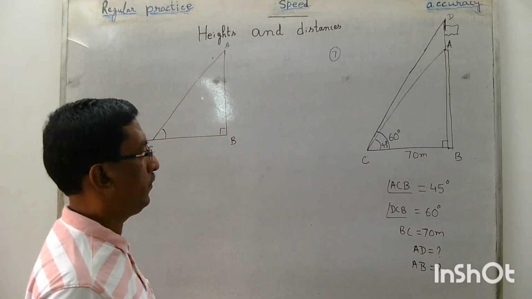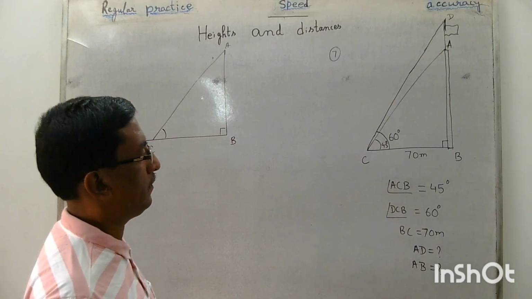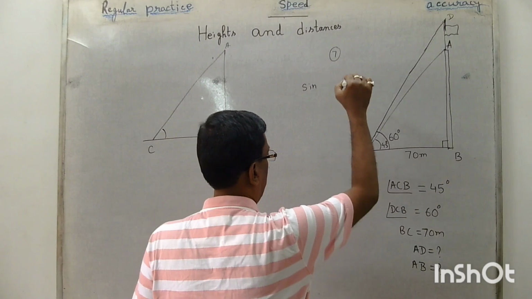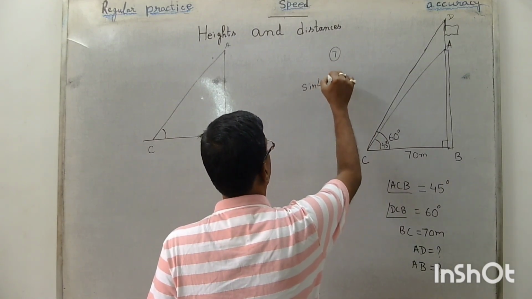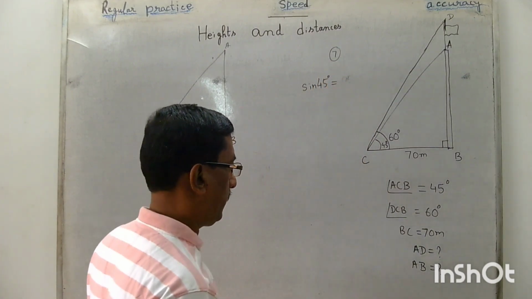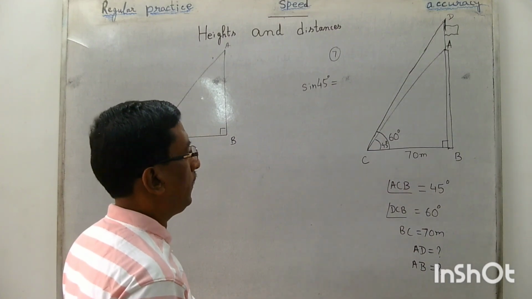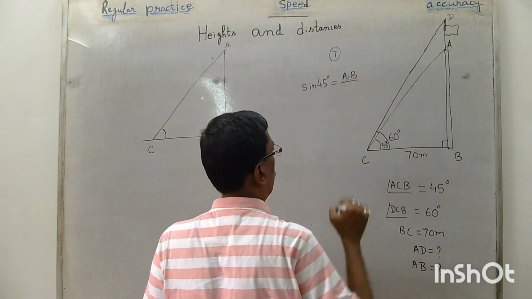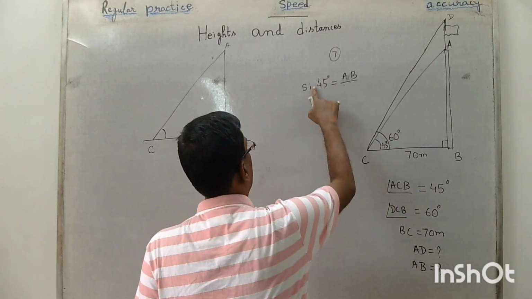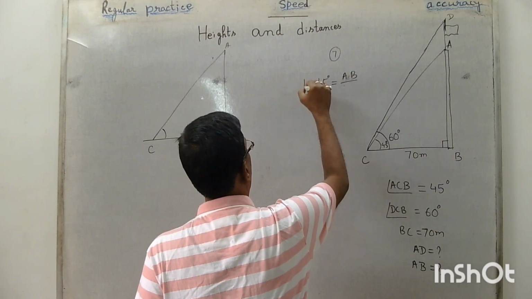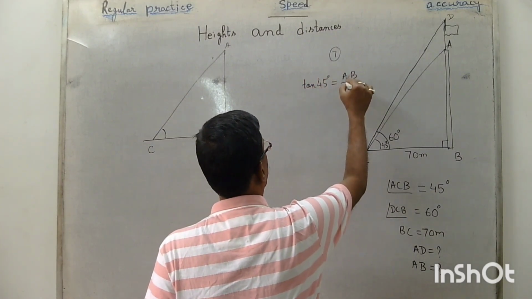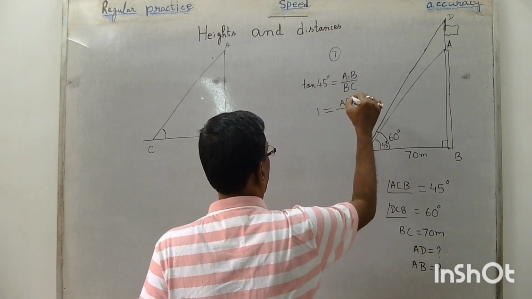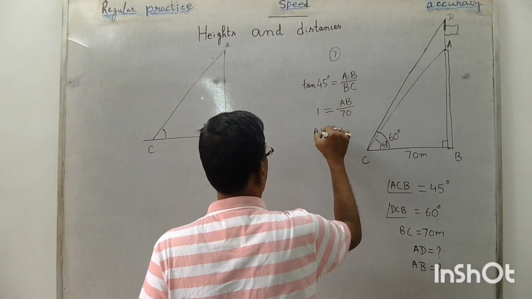So first of all we will take 45 degree. Sine 45 degree is how much? AB by BC. No, not sine, it is tan. Perpendicular by base, tan, AB by BC. So 1 equals AB by 70. So AB equals 70 meter.